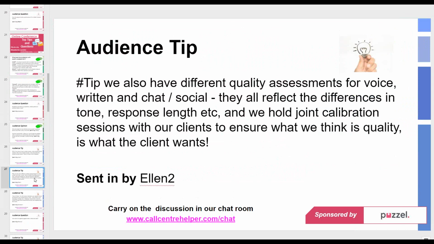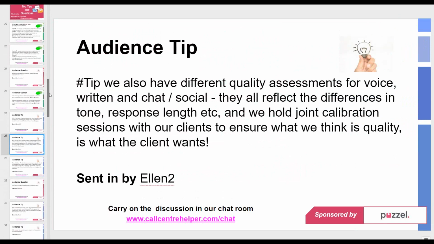Indeed. Ellen says we have different quality assessments for voice, written chat, and social, as they all reflect the differences in tone and response length, and we hold joint calibration sessions with our clients to ensure we think quality is what the client wants. Neil, that ties in very much with your thoughts about tailoring the assessment. Yeah, I think they should be different, but also the same.